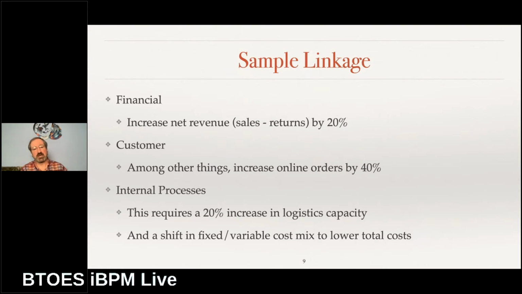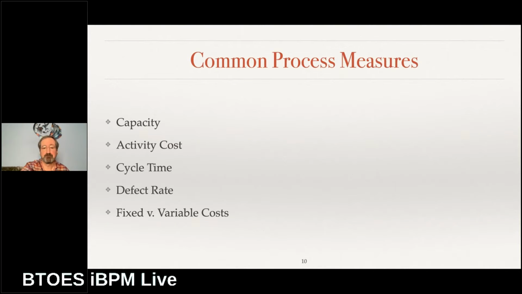So let's talk about a sample linkage. We want to increase net revenue, which is sales minus returns, by 20%. Among other things, we want to increase online orders by 40%. So this is what we expect our customers to do. We expect them to order more online than they do now. This requires a 20% increase in our logistics capacity, because of where we're operating now in terms of current capacity, and a shift in fixed and variable costs to lower total costs. So we need to make some changes in how the logistics organization functions in order to lower its total cost as business increases. And that might mean automation. That's usually what it means, is automation.